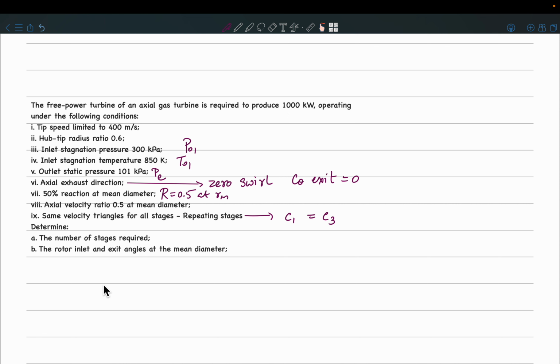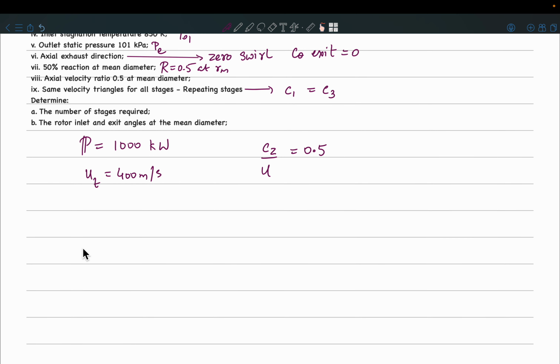So how do we do this? Let us start by noting all the quantities that we have. So P is equal to 1000 kilowatts. This is the power, right? The tip velocity is 400 meter per second. And P01, T01 and PE is given. And the axial velocity ratio, which was CZ by U, is 0.5. Okay.